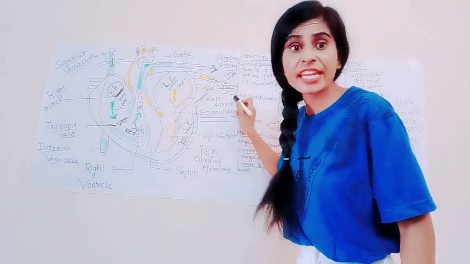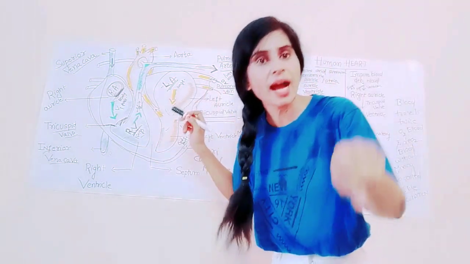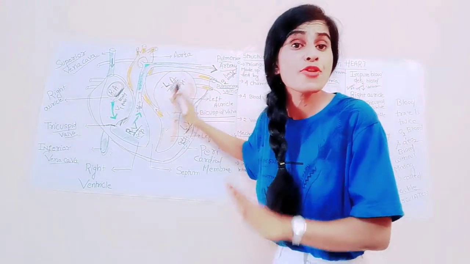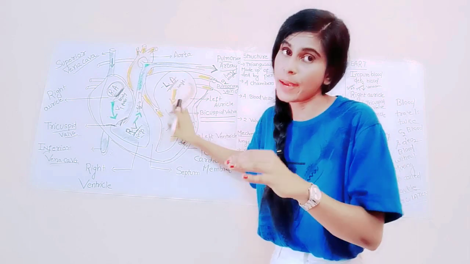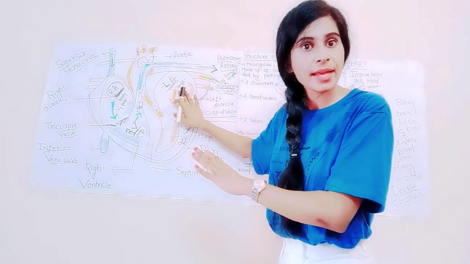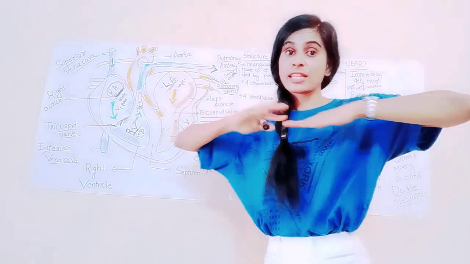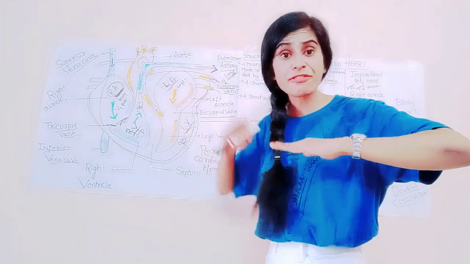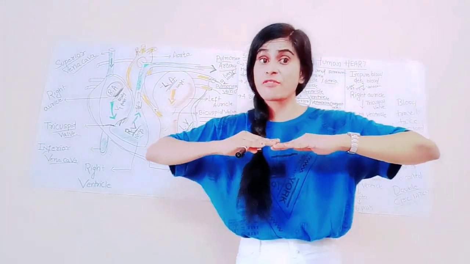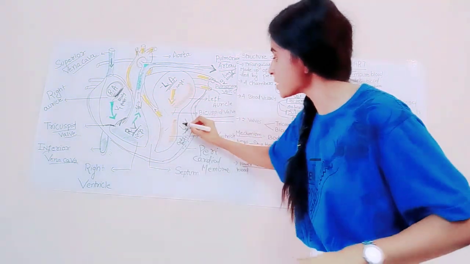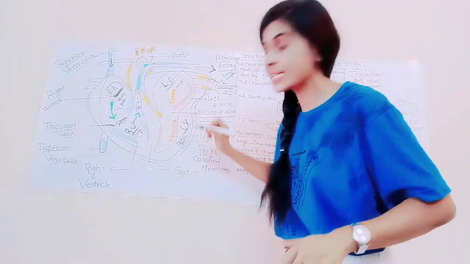Your pulmonary vein. From where? From lungs. So now the left auricle is full of pure blood. Yes, it's full of pure blood. Pressure becomes high, it goes into contraction, and the valve present between left auricle and left ventricle, which is called bicuspid valve, opens. And all the pure blood moves into your left ventricle.